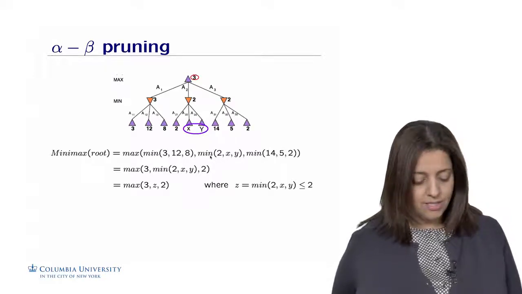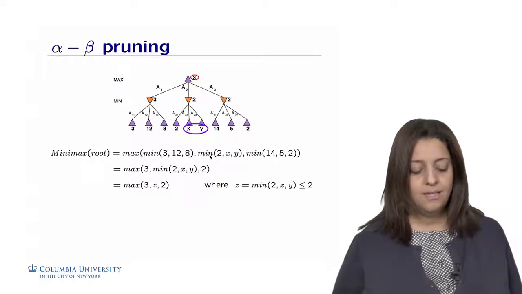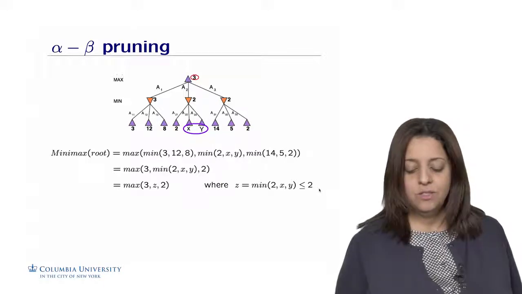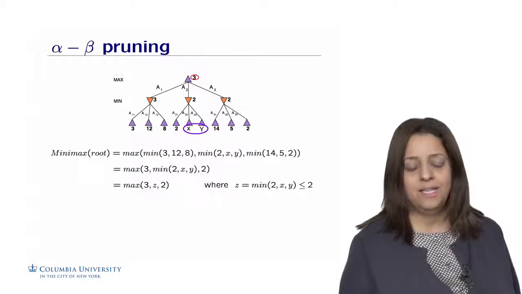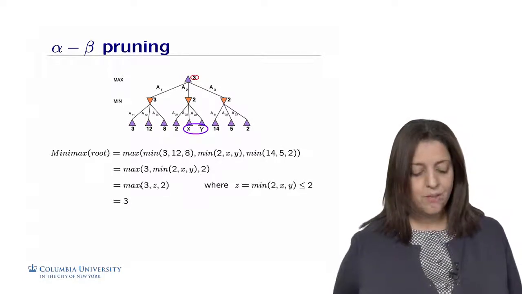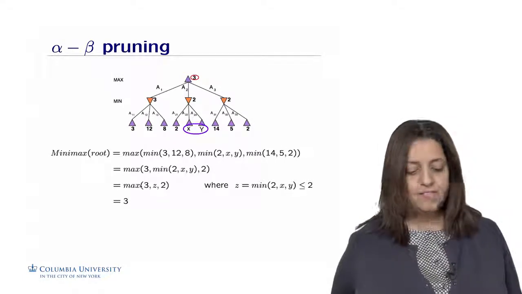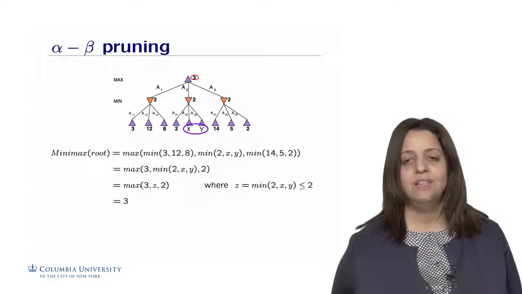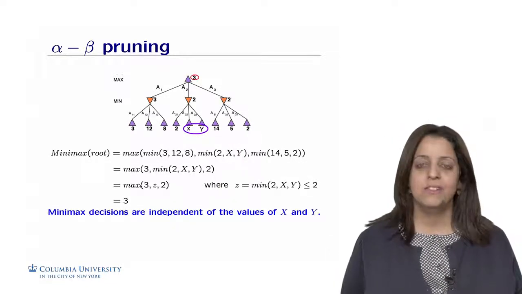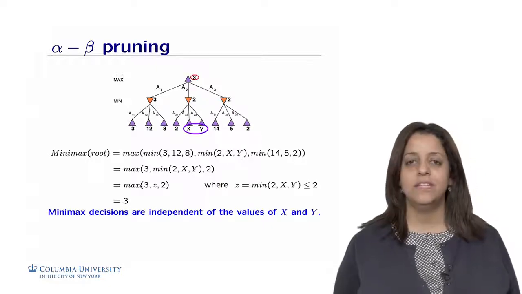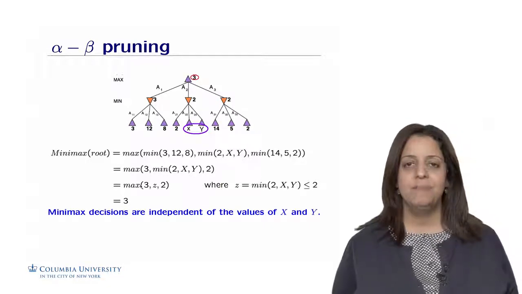This means that, given that we are calculating the maximum and that z is less than or equal to 2, we won't even need to know what z is because we already have 3, which is the maximum in this case. So the maximum is 3, and we didn't even need to look at x and y to decide that 3 is the maximum. So minimax decisions are independent of the values of x and y, which means that we can just not even explore them and get rid of them by pruning.